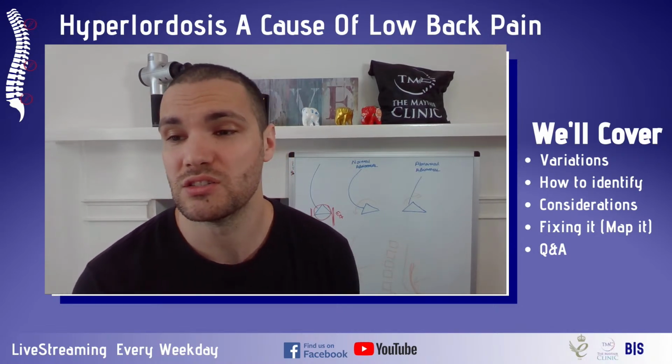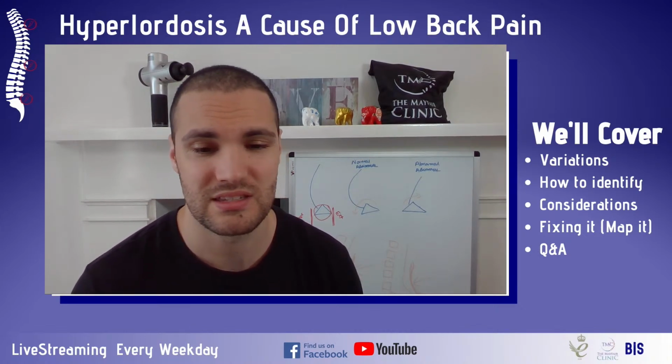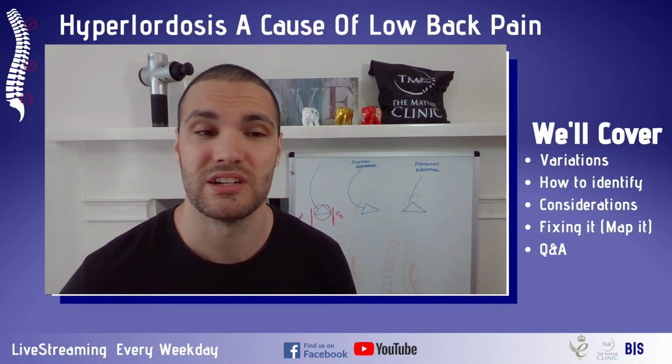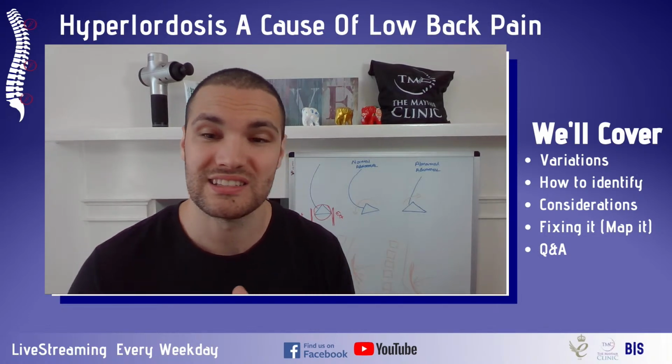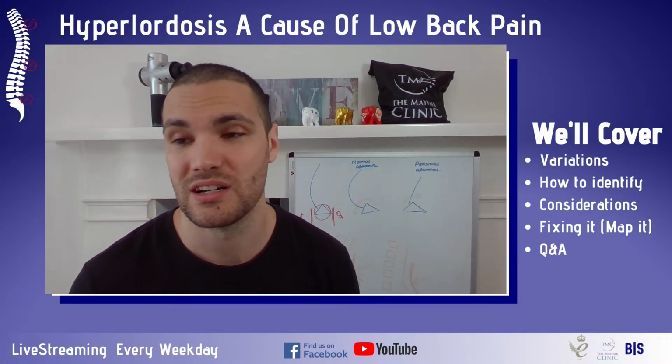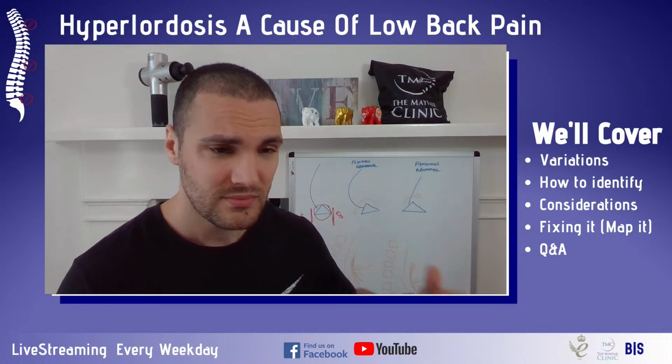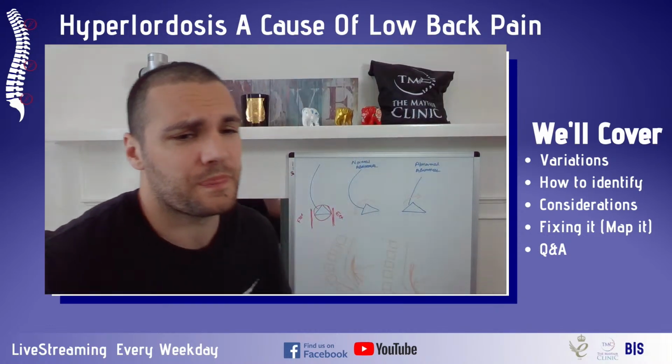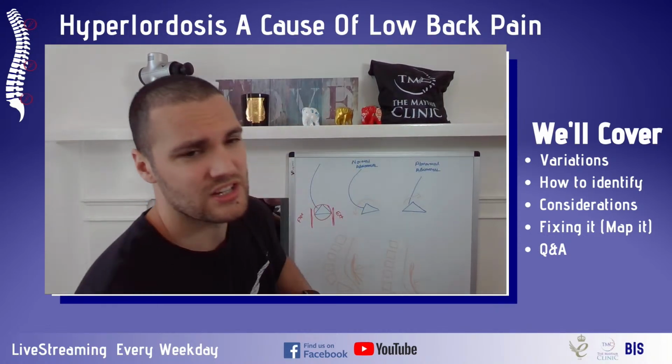And then also, what are you going to do to fix it? How can we map this issue, and how can we better understand it? I'll also help you guys understand how we actually measure it when you come into the clinic. So first and foremost, variations. We'll take it over to the board to start with, and we've got the variations here.